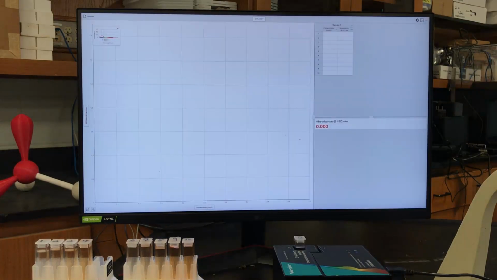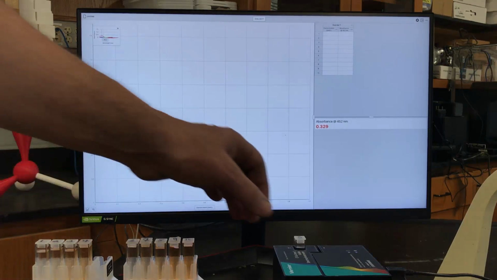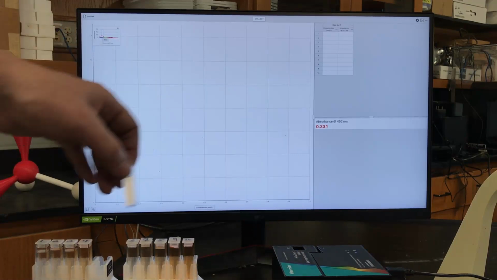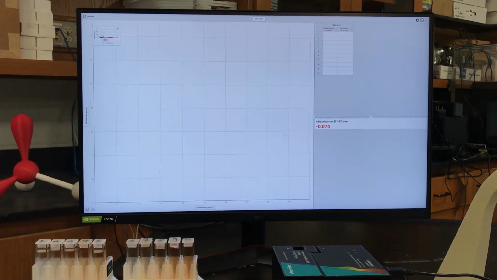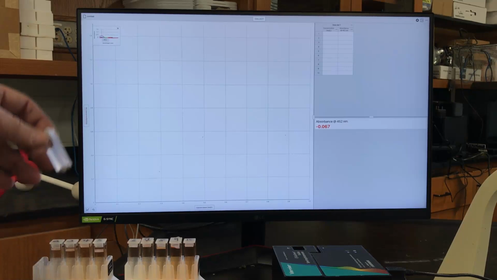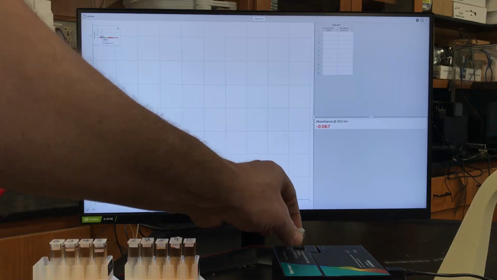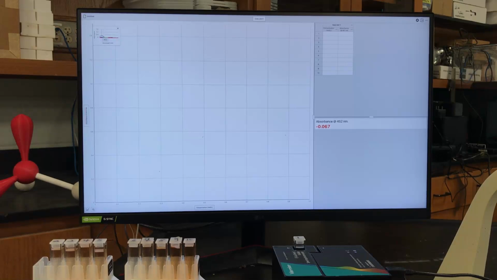Okay, so now what we're going to do here is build a Beer's law graph. I'm going to take out the fifth reference solution, and I'm going to build my Beer's law graph from the known reference solutions. We've already mixed the solutions, we've already determined the molarity, and we're going to do that right now. So very quickly, I'm going to take my reference solution 1, and I'm going to read that absorbance, let that settle, and I'm going to hit collect.